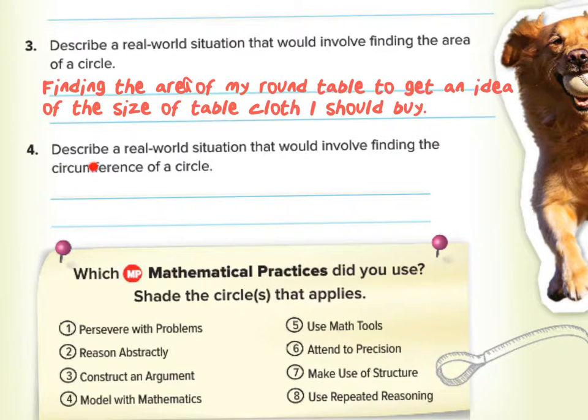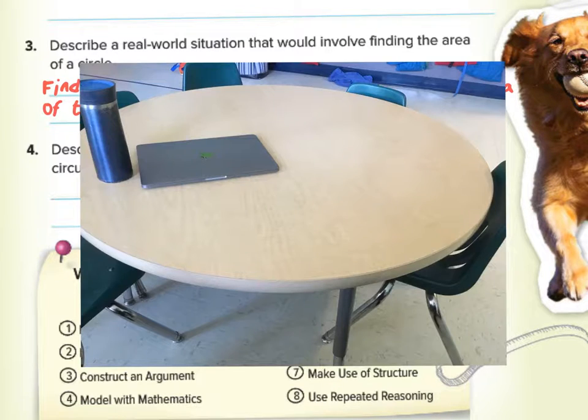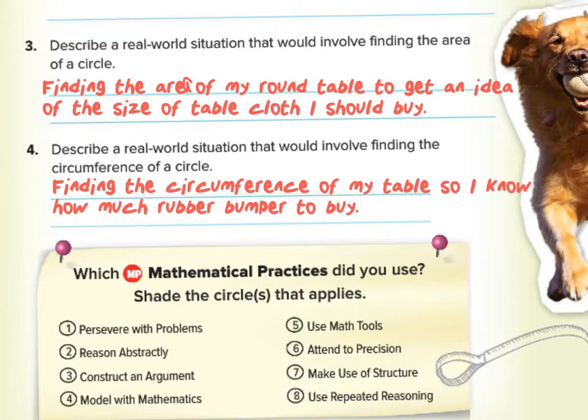Question 4. Describe a real-world situation that would involve finding the circumference of a circle. This is what I'm looking at right now. This is the table I'm working on, and it's a circular table, correct? If I wanted to buy this bumper for the table, let's just pretend it never had it, and I want to make the table safe for my little students, I would want to add this bumper to it. So knowing the distance around the table, the circumference, would be helpful in knowing how much of this material, this rubber, I need to buy. So finding the circumference of my table so I know how much rubber bumper to buy.